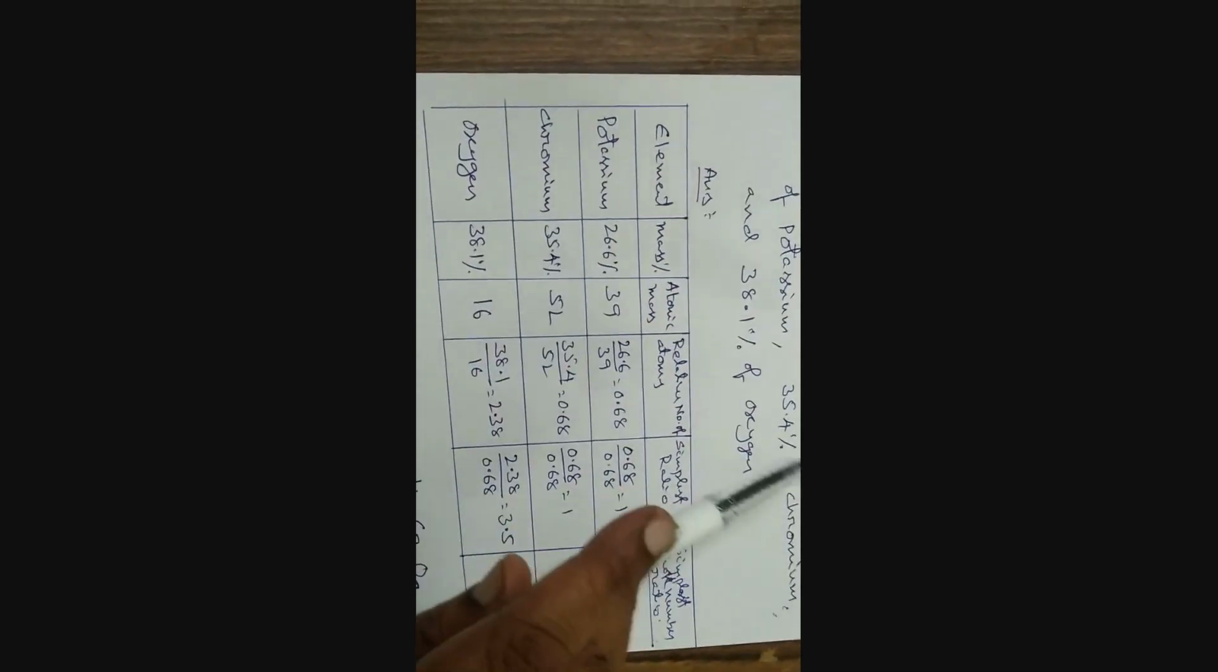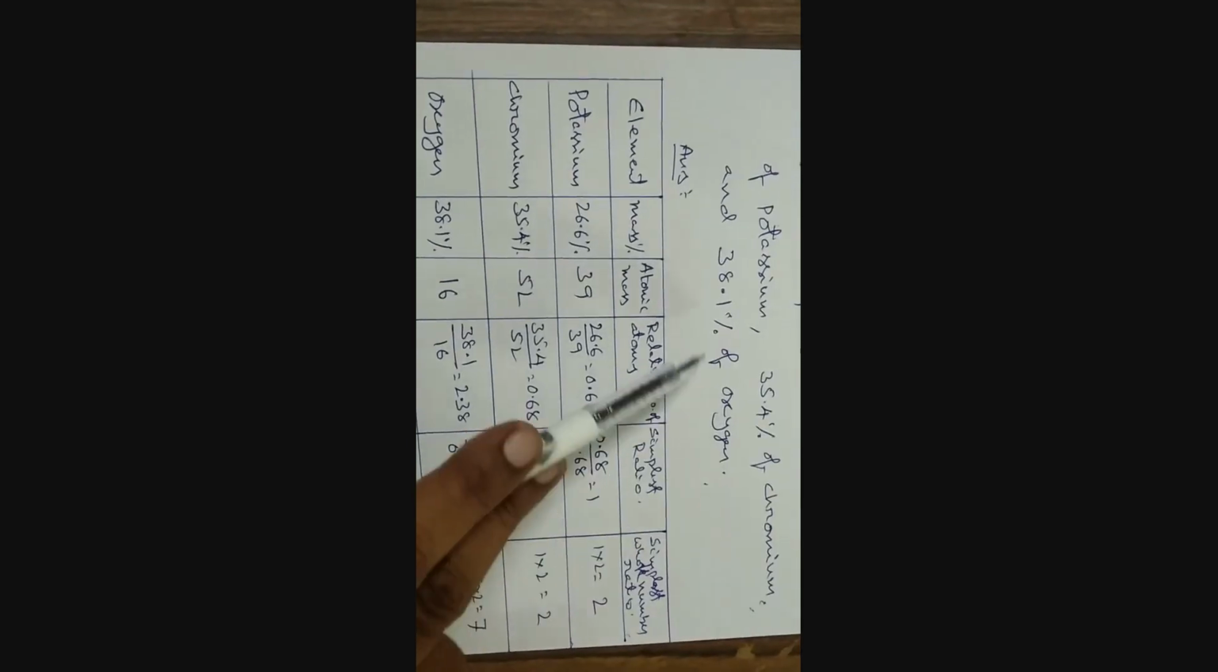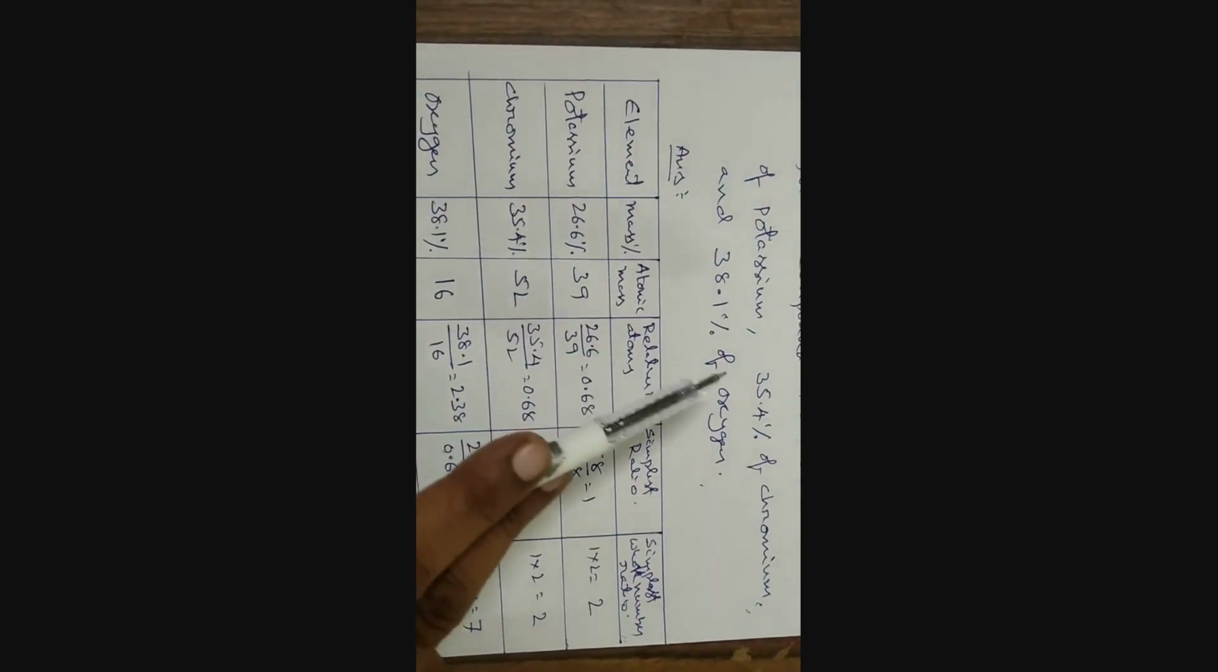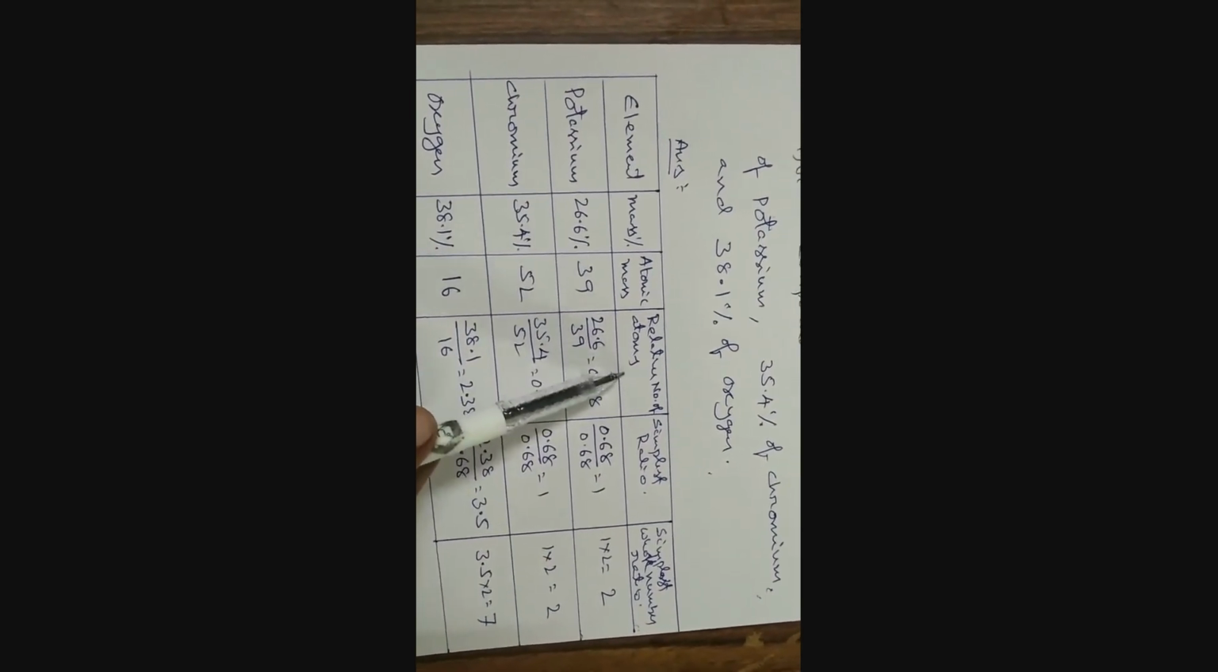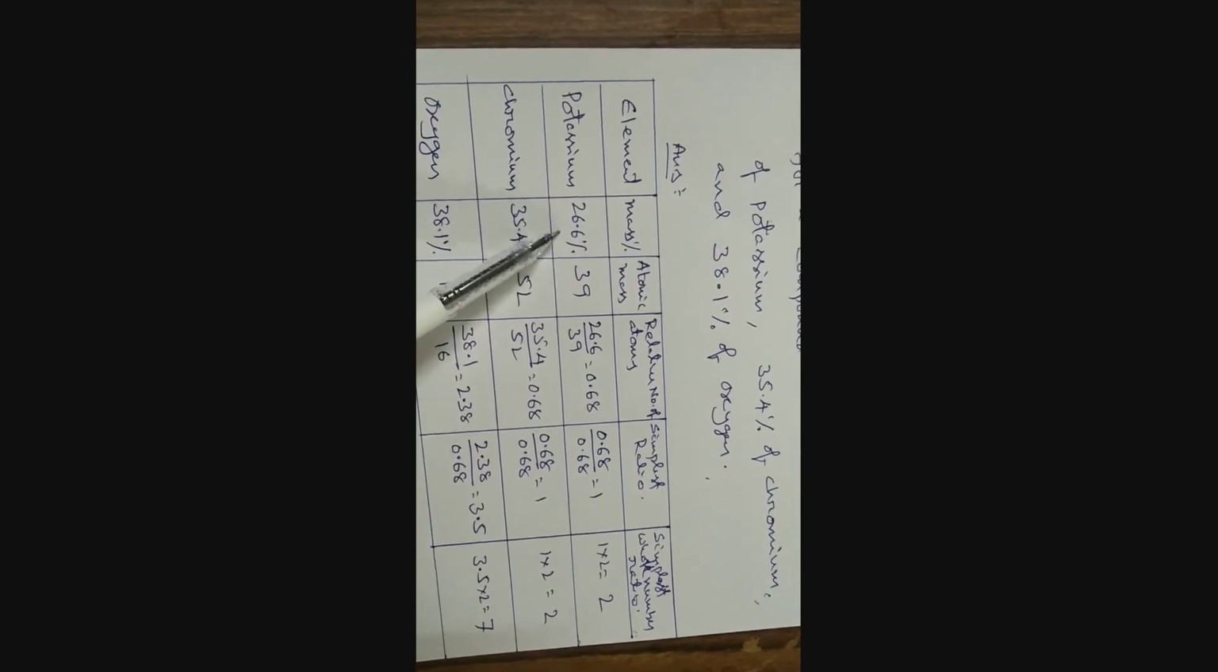Element: here potassium, chromium, oxygen, 3 elements given. Next is mass percentage, already given: potassium 26.6 percent, chromium 35.4 percent and oxygen 38.1 percent. Their atomic masses are 39, 52 and 16. Potassium atomic mass 39, chromium atomic mass 52, oxygen atomic mass 16. Now relative number of atoms. Relative number of atoms means mass percentage divided by atomic mass.